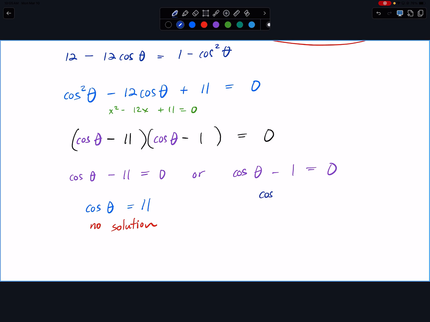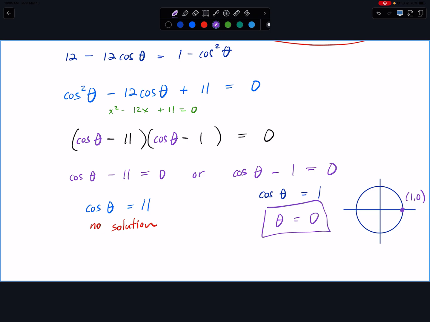So cosine theta is equal to 1. So I'm using my unit circle, guys. Remember, cosine is that x or y? X. If cosine is positive 1, which direction do I move? To the right? What angle is that? What? 0. Good. Is that what you said? Okay. So this is my only answer.